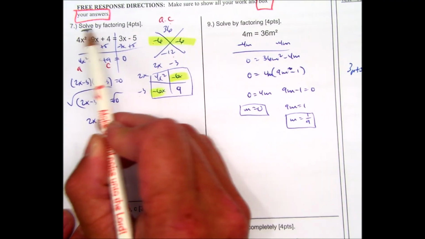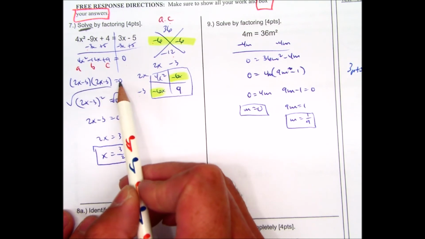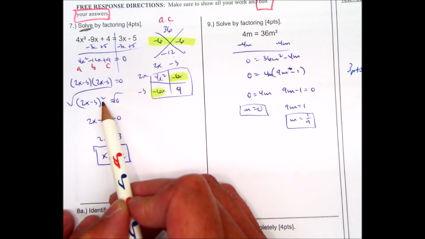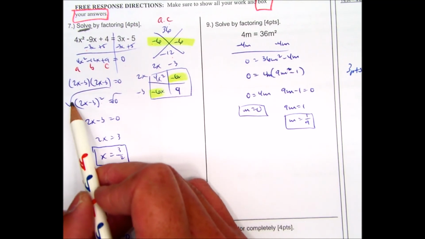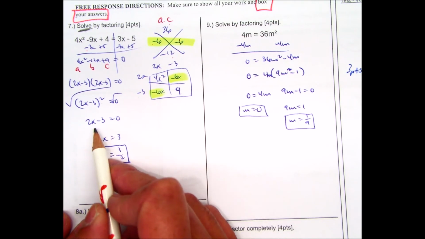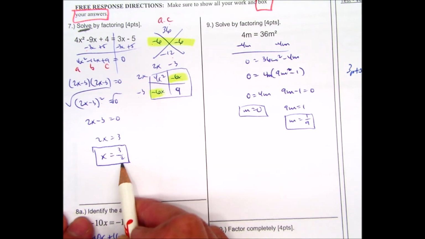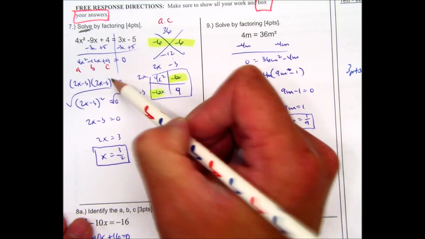This problem does say solve. So I have 2x minus 3, 2x minus 3 equals 0. You have two of those. You can do a power of 2 if you like, or you can separate them. And I took the square root. 2x minus 3 equals 0. Add 3, divided by 2, x equals 3 halves. So if you got up here, I gave you 3 out of 4 points.